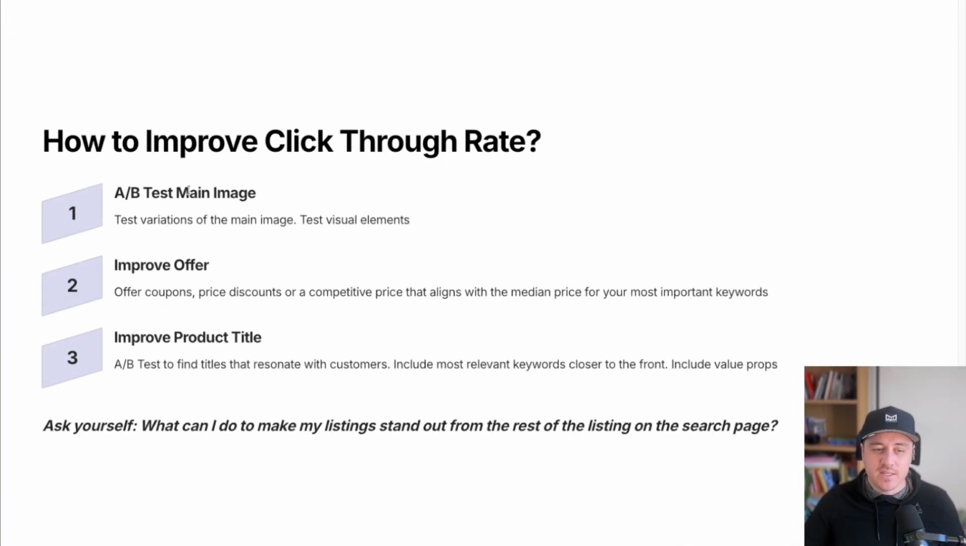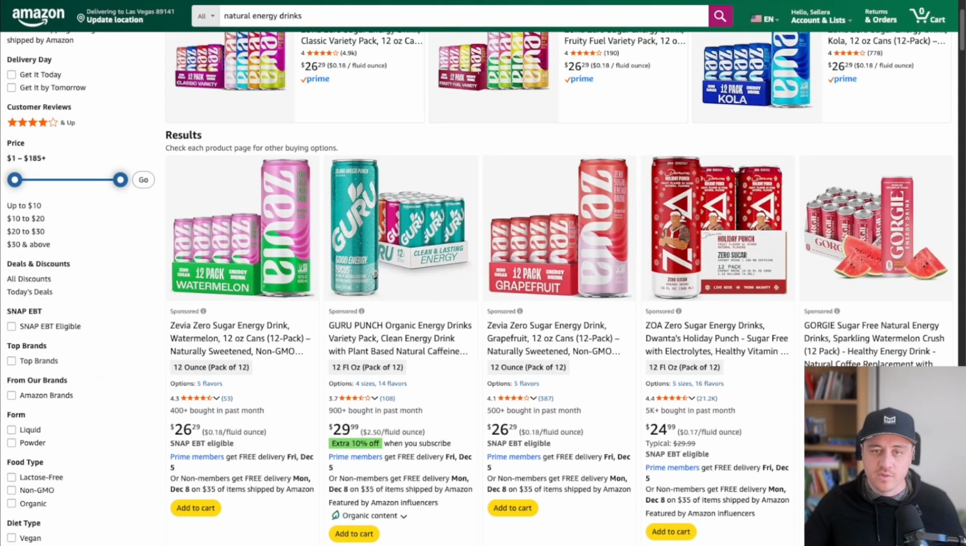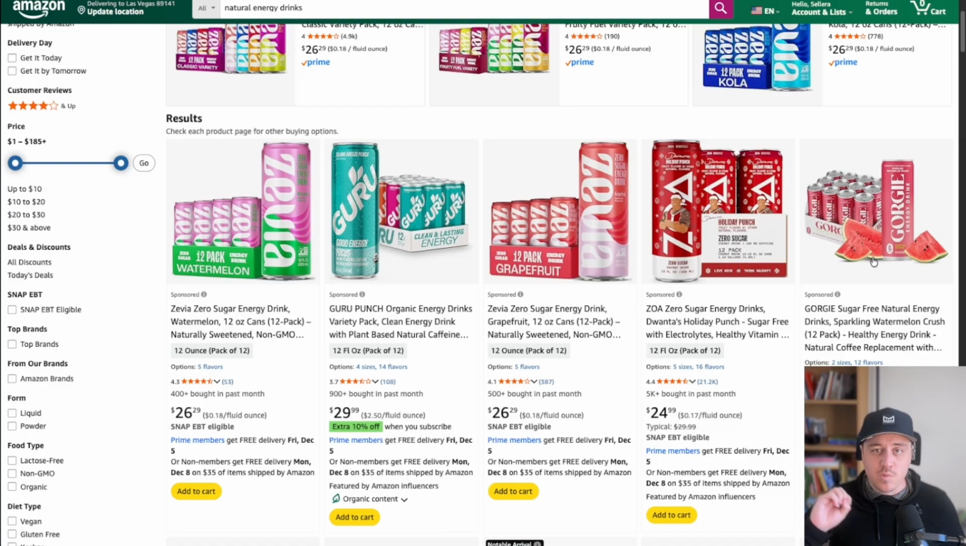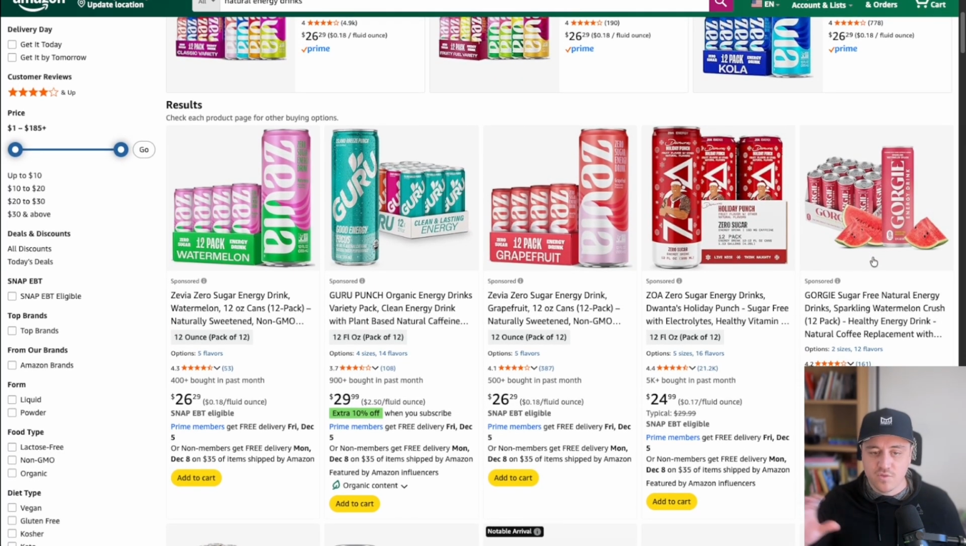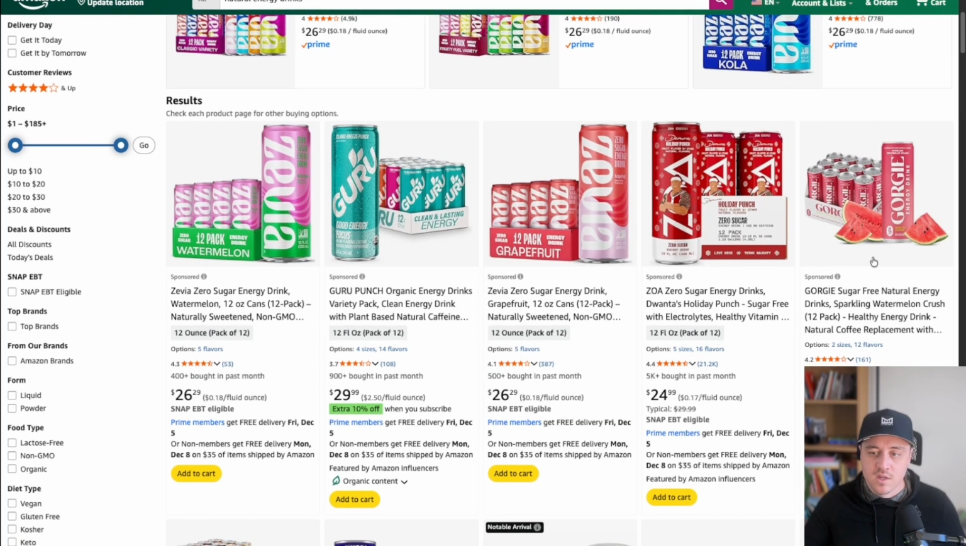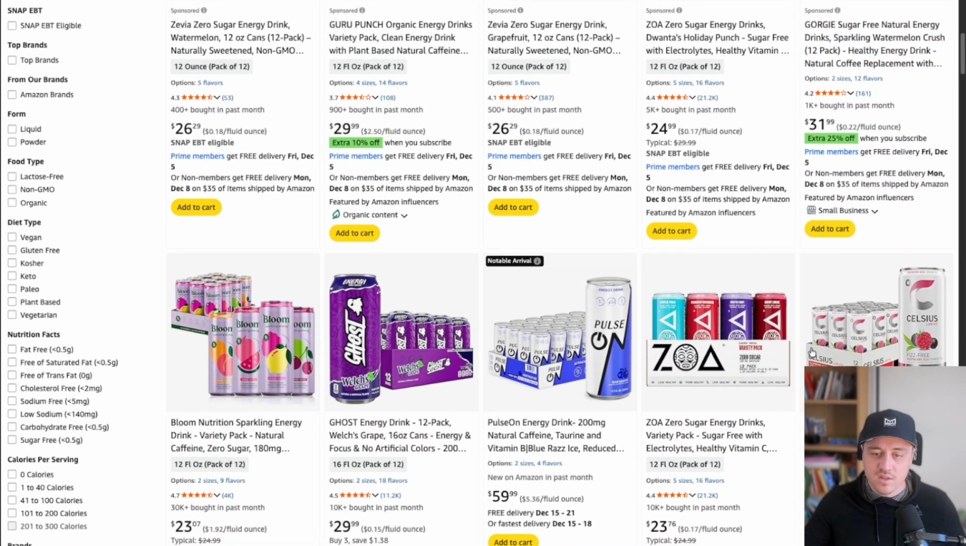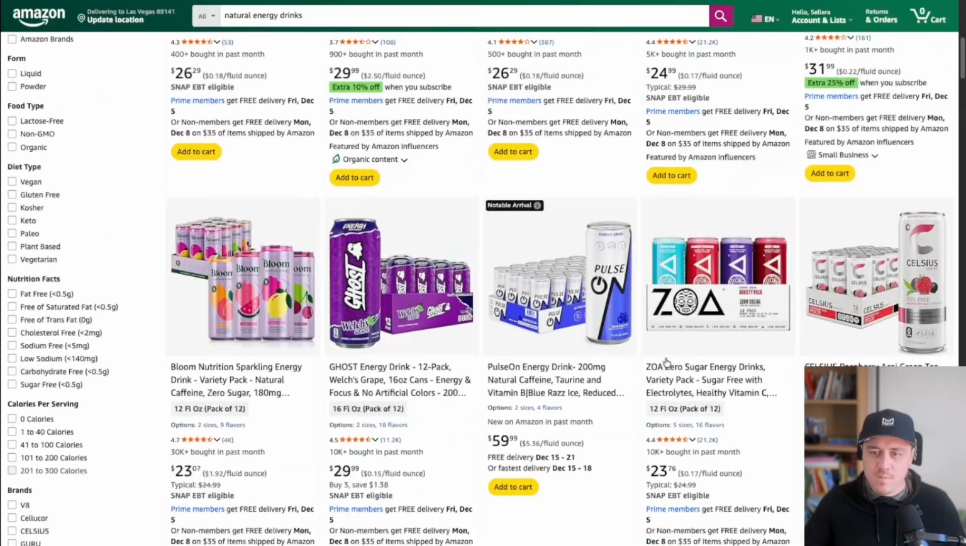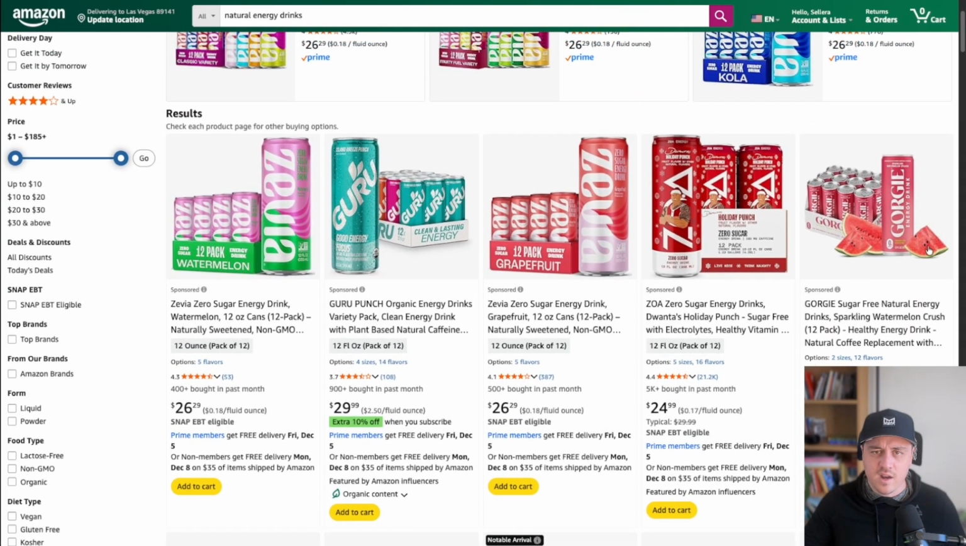First, we need to A/B test our main image. So we need to test variations of the main image and test visual elements. You'll see, for example, this brand here, Gorgie, is a sugar-free natural energy drink. But what they've done in their main image is actually add watermelon to the image itself. Why they did this was because, one, it communicates immediately what the flavor of the product is, but it also helps the product stand out from the rest of the search results. If you scroll down, you see many of these options don't really include fruit as a part of their main image. So immediately, this stands out in a very unique way.